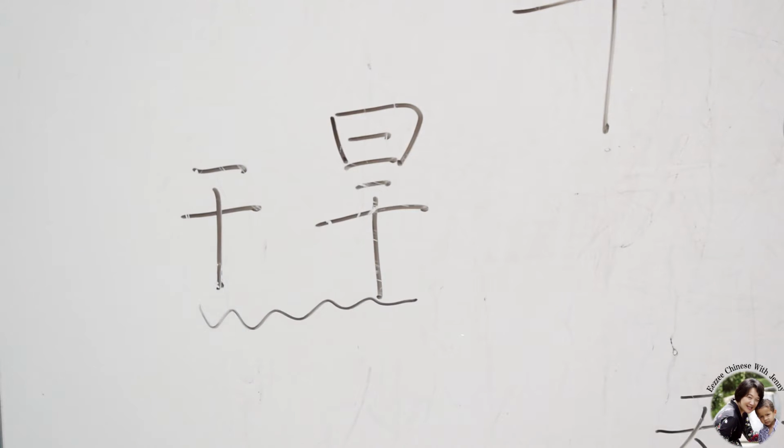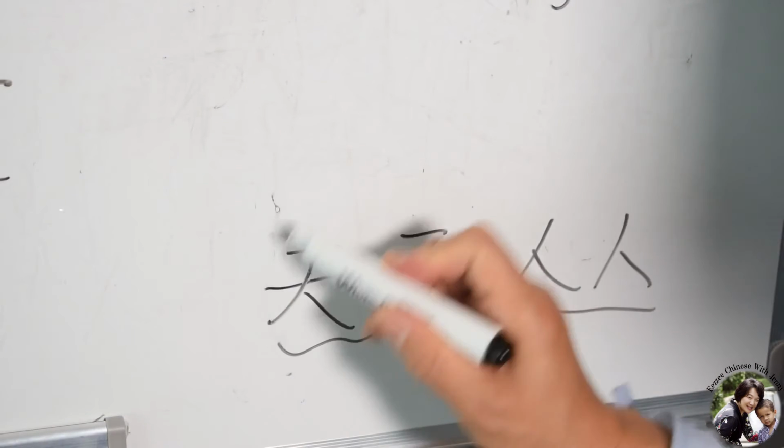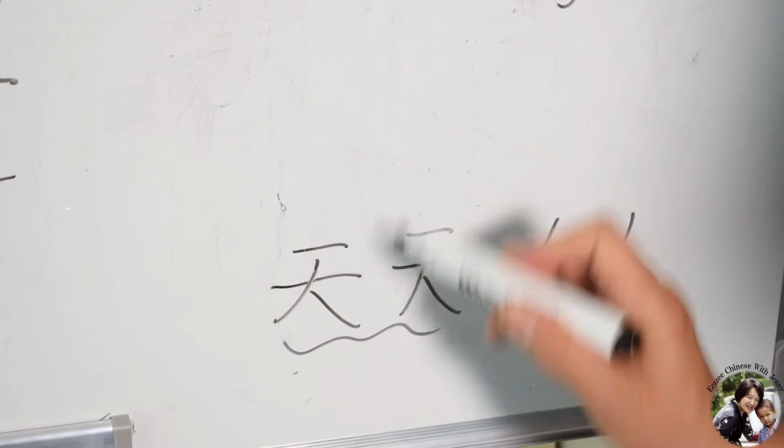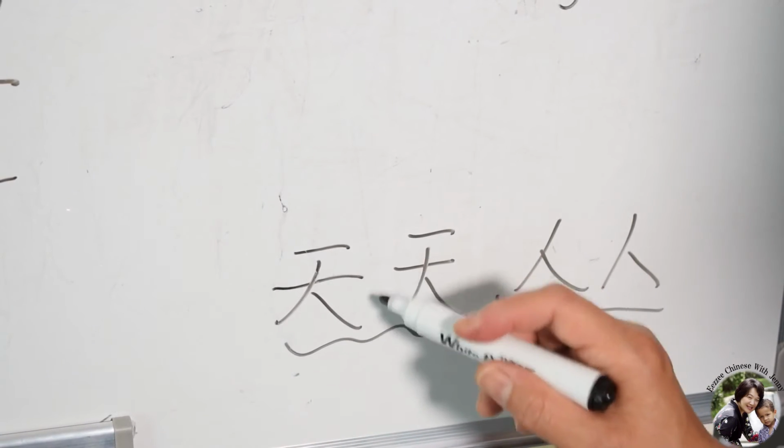Another way, I think I introduced previously, is that Chinese people like to put two exactly the same characters together and form a phrase. We call it repetition.